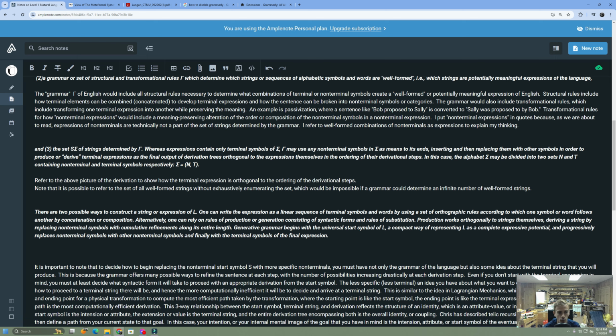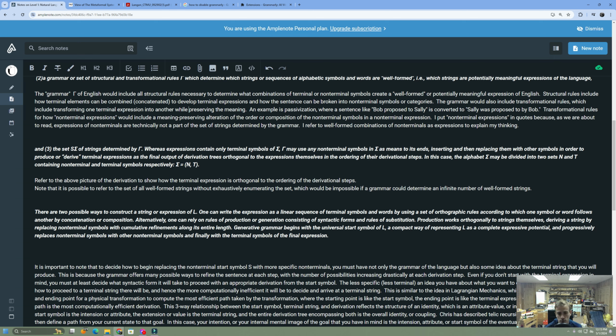Yes, and it's also important to note that you can refer to the set of all well-formed strings without having to exhaustively enumerate the set itself, which would be impossible if a grammar could determine an infinite number of well-formed strings.